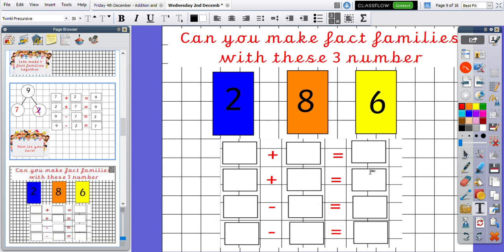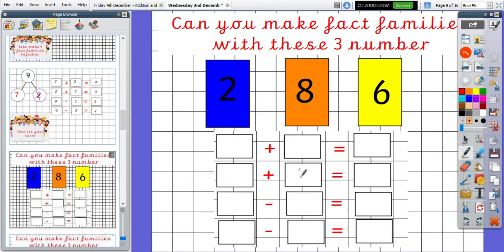So, remembering what I have said, if it's an addition question, my biggest number will always come last. Now you should know that 6 add 2 equals 8, because the two smaller numbers added together will give you my bigger number. So I'm going to write 2 add 6 equals 8 into my box. So my 2 add my 6 is going to give me my 8.